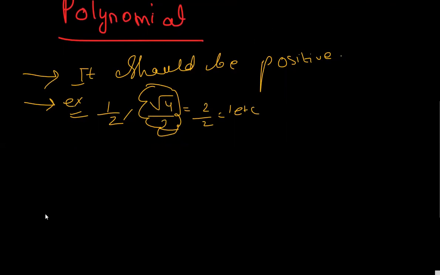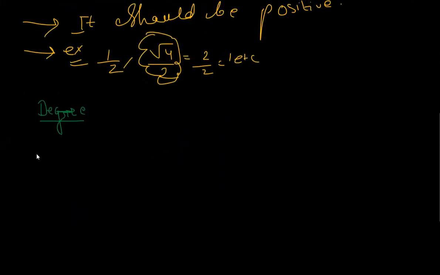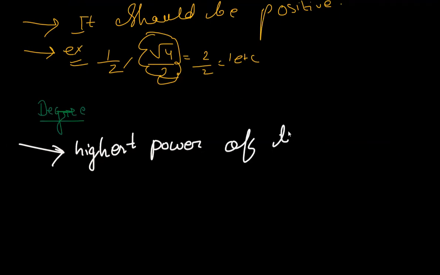Now let us know about the degree of a polynomial. Now the degree is very simple. So in the degree, there is the highest power of the polynomial. Highest power of the polynomial is the degree.